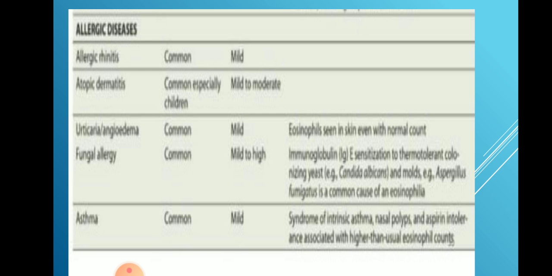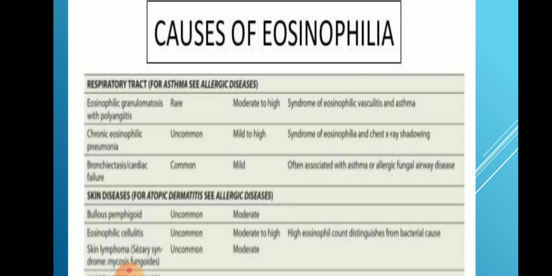Allergic diseases associated with eosinophilias are allergic rhinitis, atopic dermatitis, urticaria, and asthma. Respiratory tract diseases are eosinophilic granulomatosis with polyangiitis, chronic eosinophilic pneumonia, and bronchiectasis. Skin diseases are bullous pemphigoid and eosinophilic cellulitis.